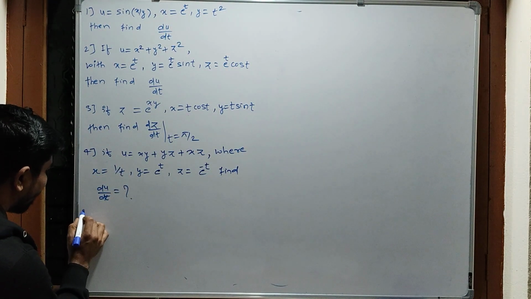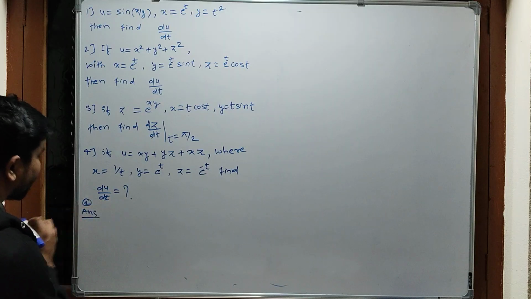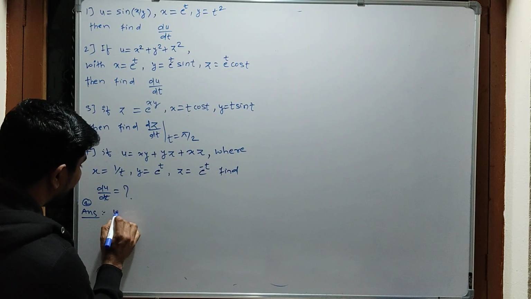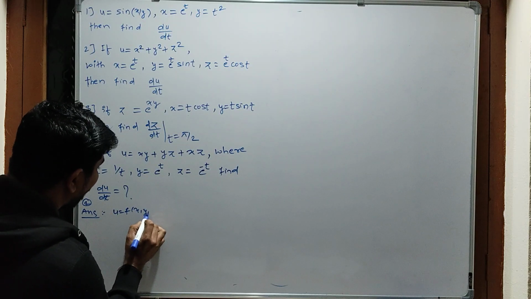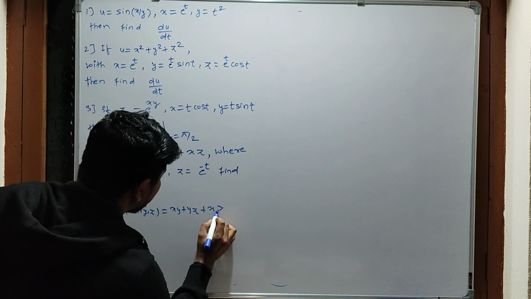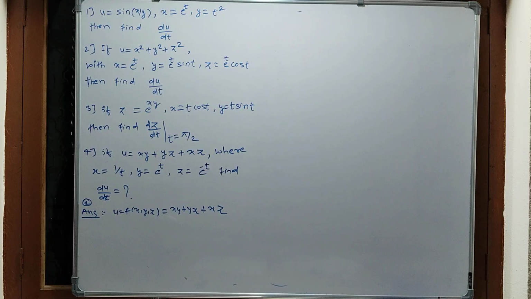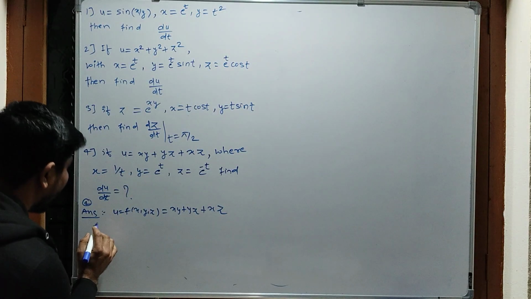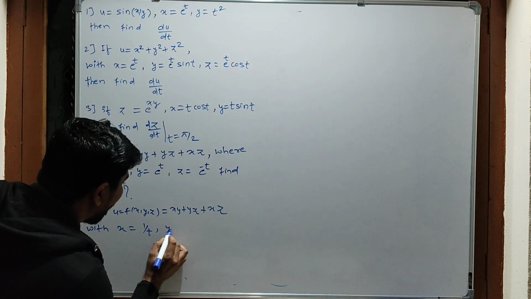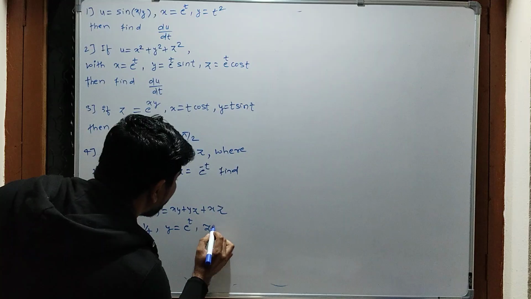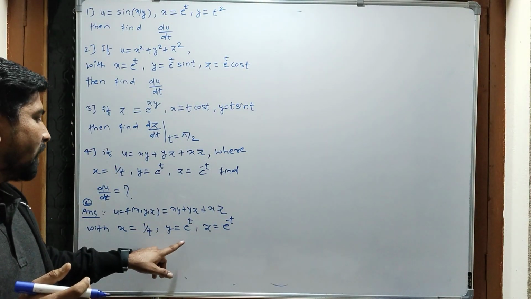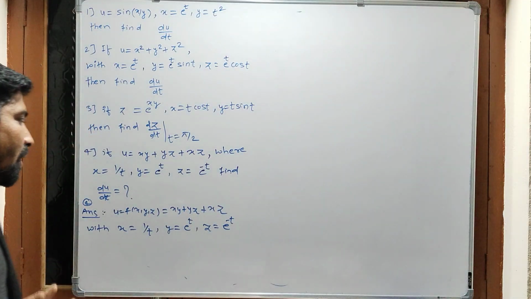I will write the answer to question number 4. The given: u equals f of x, y, z, which is equal to xy plus yz plus xz, a function of three variables x, y, z. And x equals 1 by t, y equals e to the power t, and z equals e to the power minus t. So x is a function of the single variable t, y is a function of the single variable t, and z is a function of the single variable t.